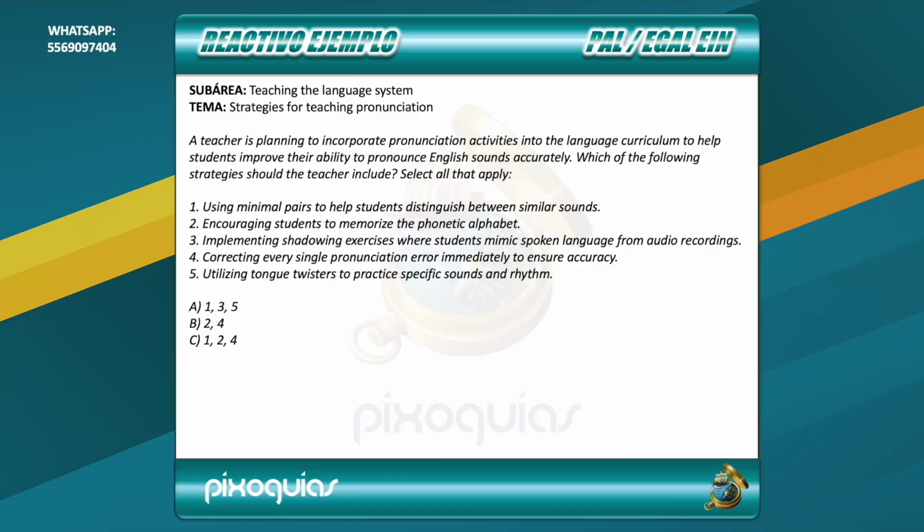Select all that apply. 1. Using minimal pairs to help students distinguish between similar sounds. 2. Encouraging students to memorize the phonetic alphabet. 3. Implementing shadowing exercises where students mimic spoken language from audio recordings. 4. Correcting every single pronunciation error immediately to ensure accuracy. And 5. Utilizing tongue twisters to practice specific sounds and rhythm.